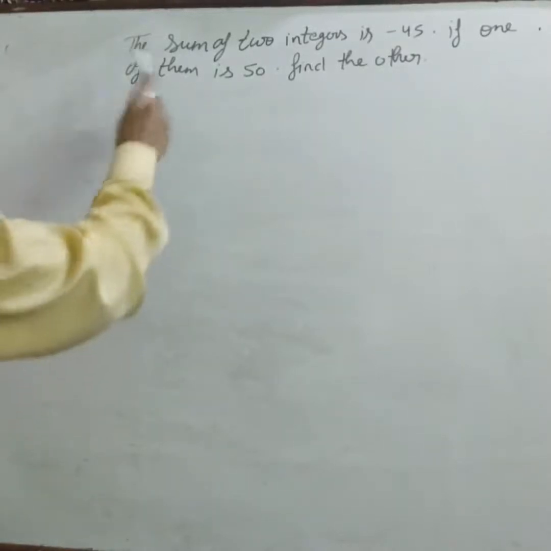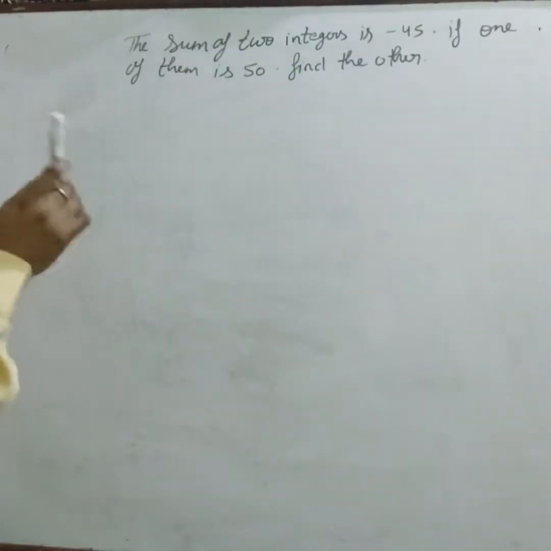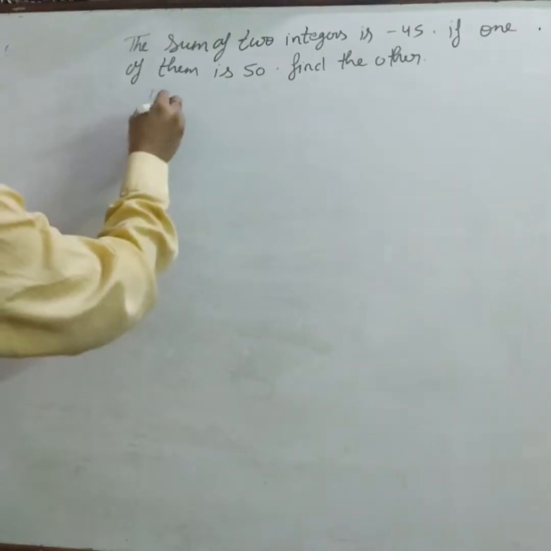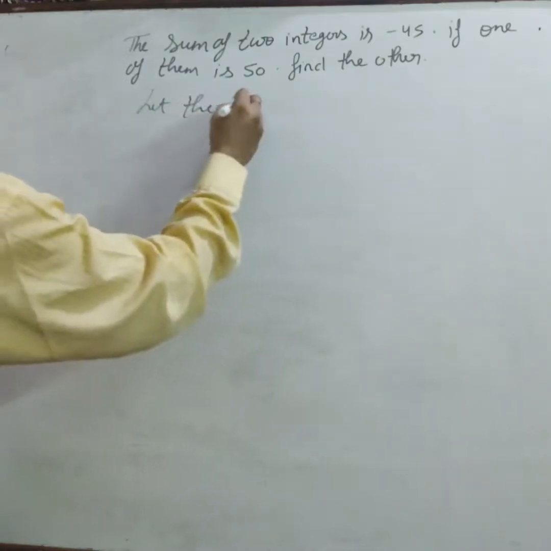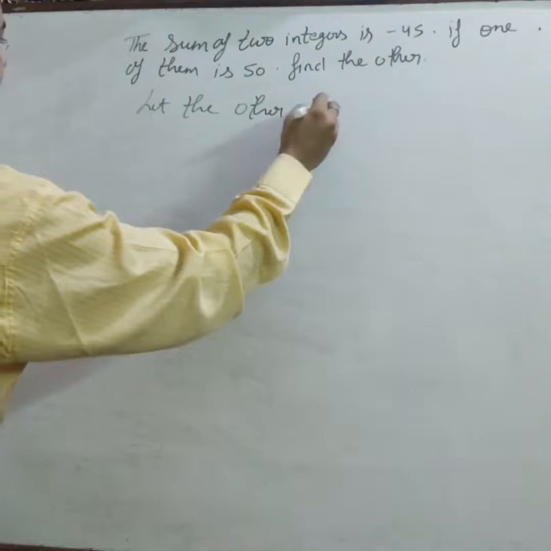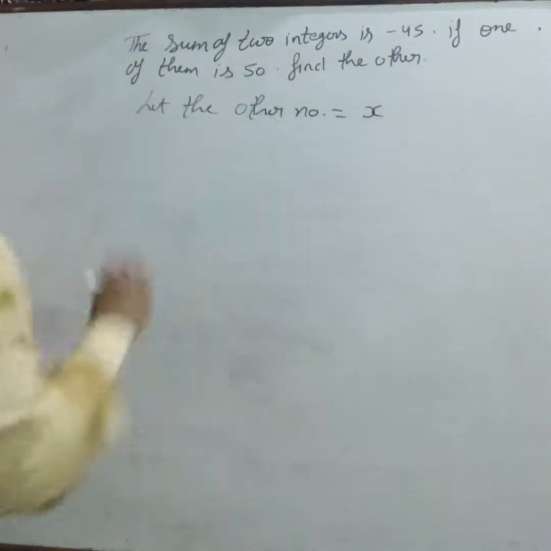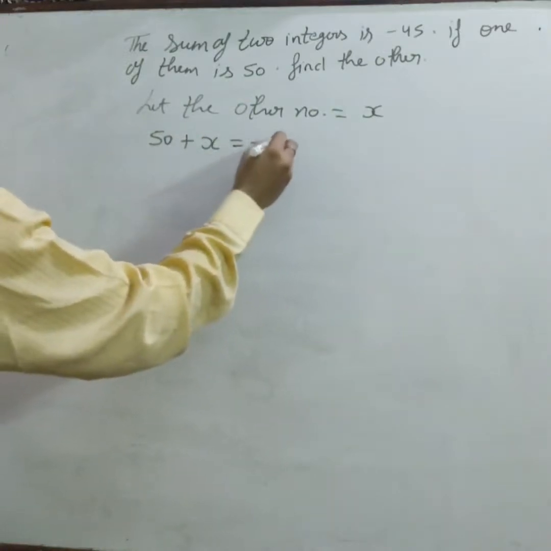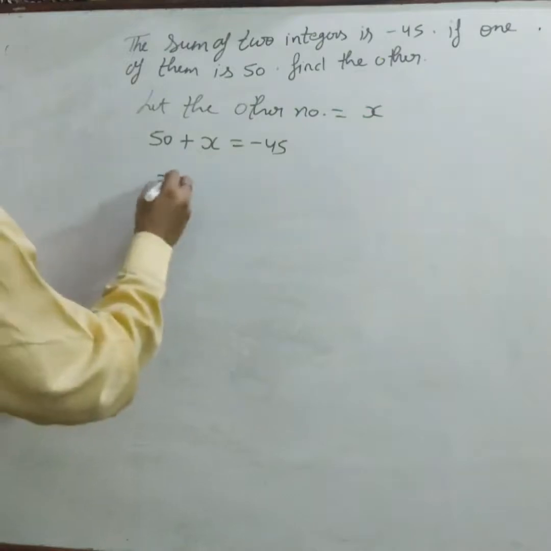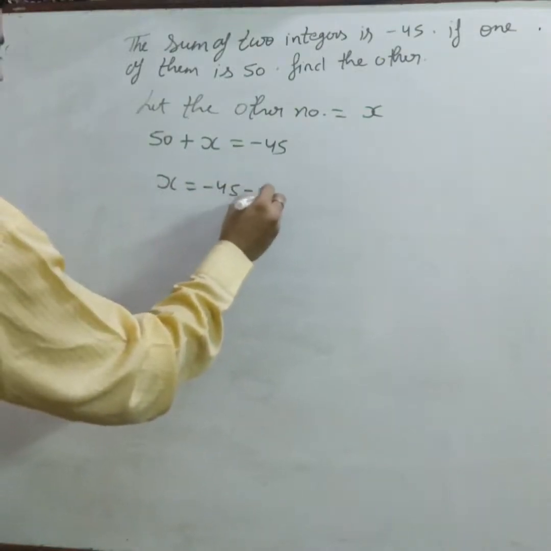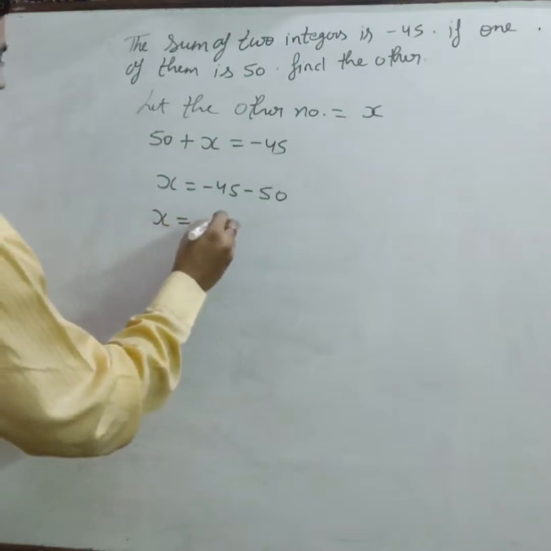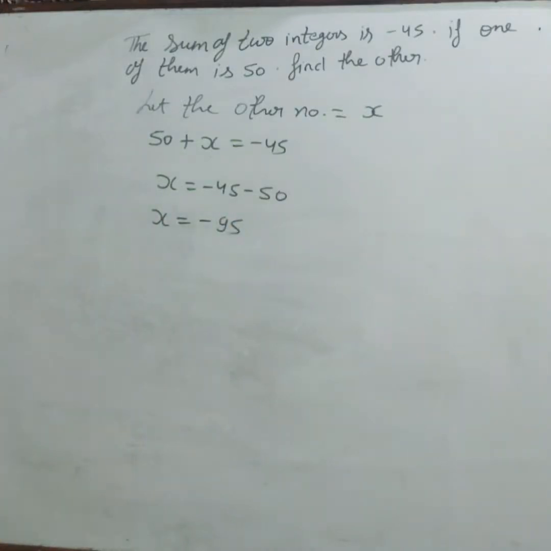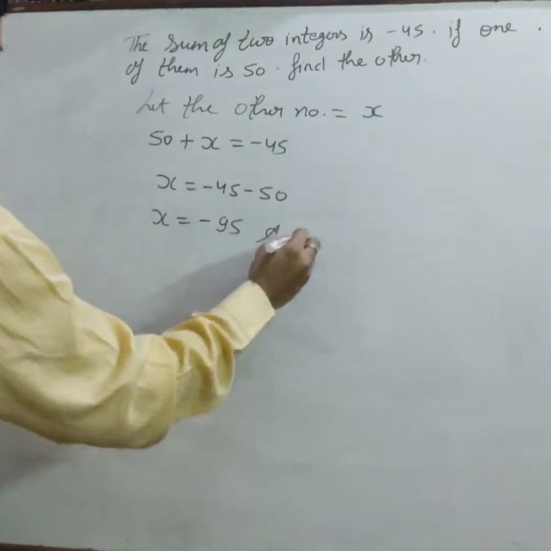The next question. The sum of two integers is -45. If one of them is 50, find the other. Let the other number be x. Then 50 plus x is equal to -45. So x is equal to -45 minus 50. Then x is equal to -95. So the other number is -95. That is the answer.